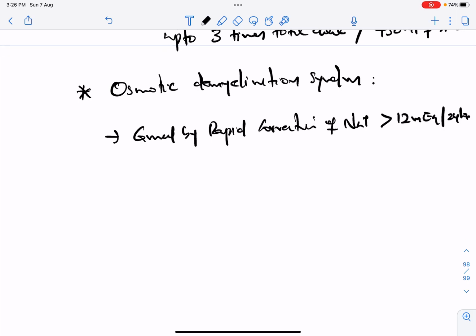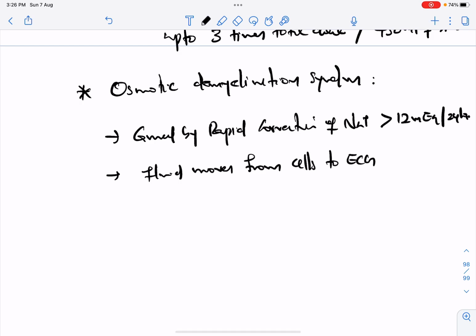What happens is fluid moves from the cell to the ECF, the extracellular fluid. Fluid from the intracellular compartment will move to the extracellular compartment, leading to intracellular dehydration.